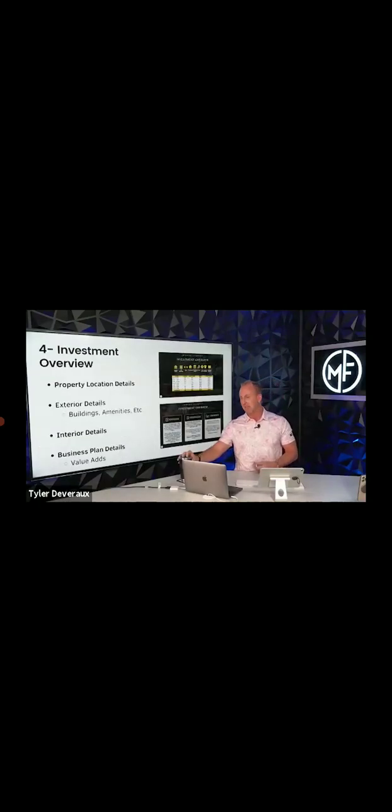Okay, number four is now we get into the nitty gritty details, the investment overview. So this is more in depth, typically on the property itself. So how we'll execute the business plan, I'll get into property location details. So the exterior details, how many buildings there are, what amenities we have, how does that compare to our competitors, what do we need to add there, right? So interior details as well. What's our unit mix? Are they classic or renovated units? Are they premium units? What are our rents and what do we need to do to get it up to market rates? And then just basic things with how the business plan will be executed. Things like the exterior value adds we'll put on the property, the interior value adds, operational value adds, right? Just essentially more details.